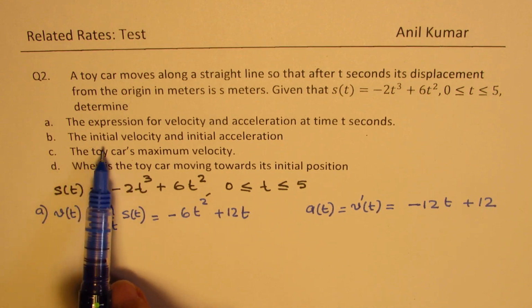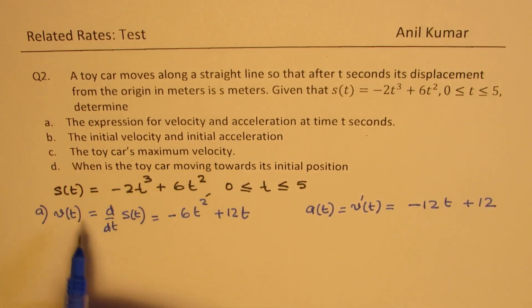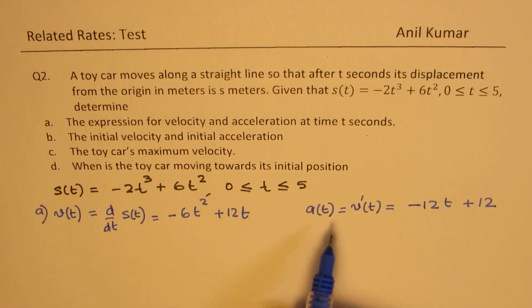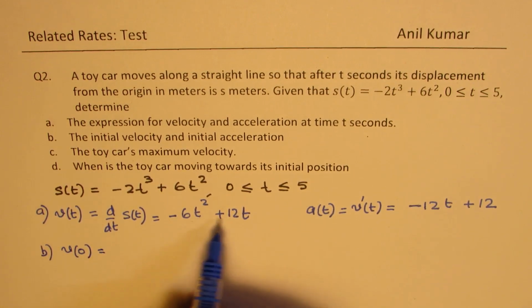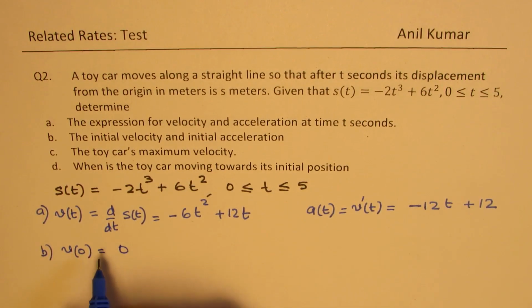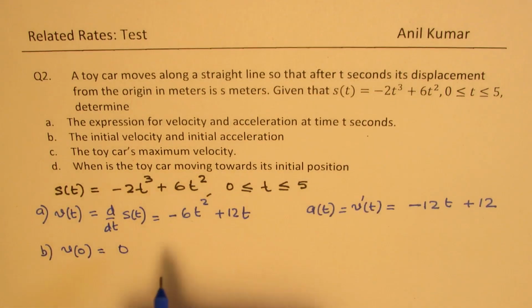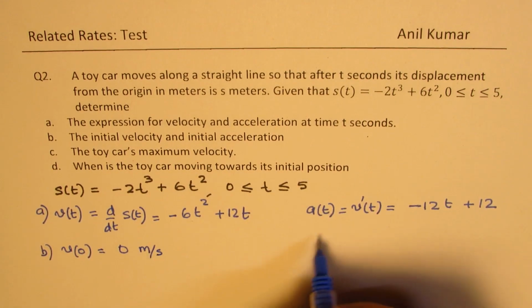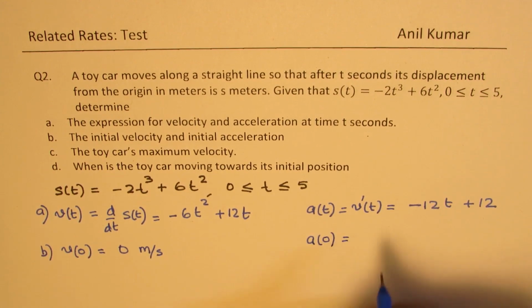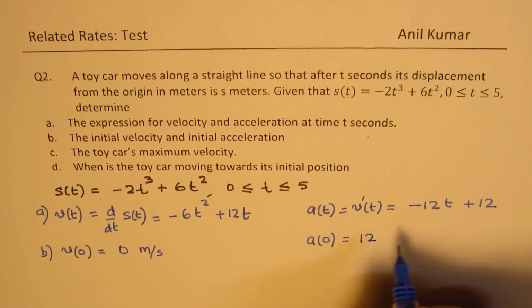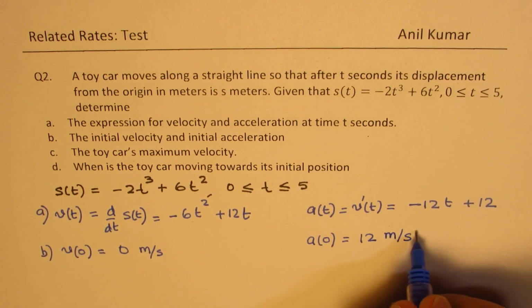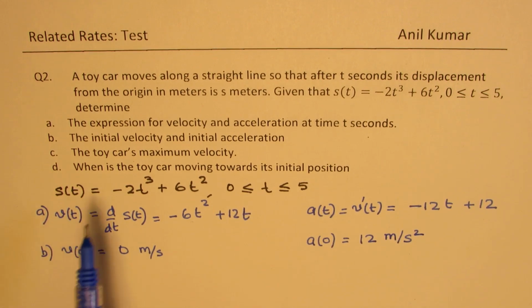Now part B is initial velocity and initial acceleration. When we say initial, that means time is 0, right? So it's just the starting point. So for part B, velocity initial, that means v0. Substitute 0 here, we get 0. The units are meters per second, right? And here, initial acceleration. When I substitute 0 here, we get 12 meters per second squared, correct? Part C is the toy car's maximum velocity.